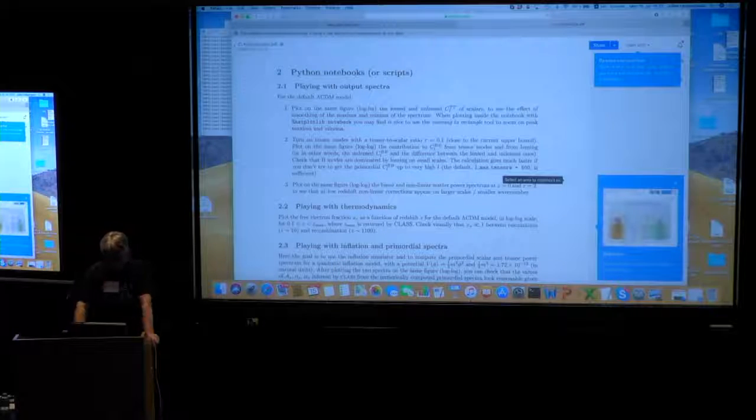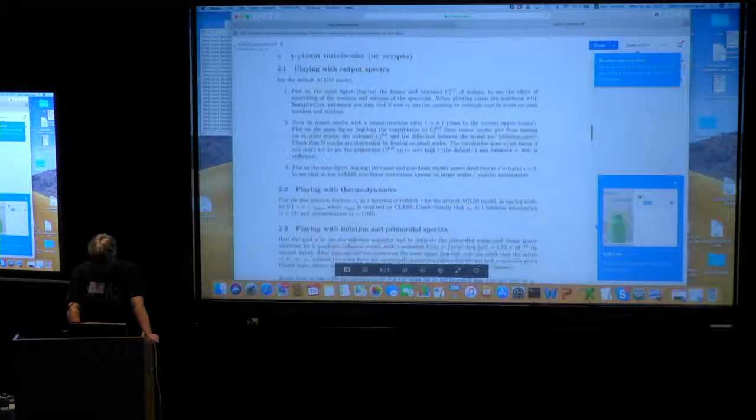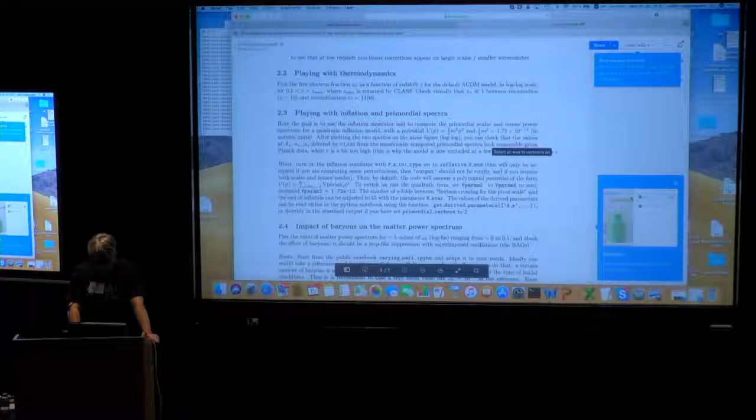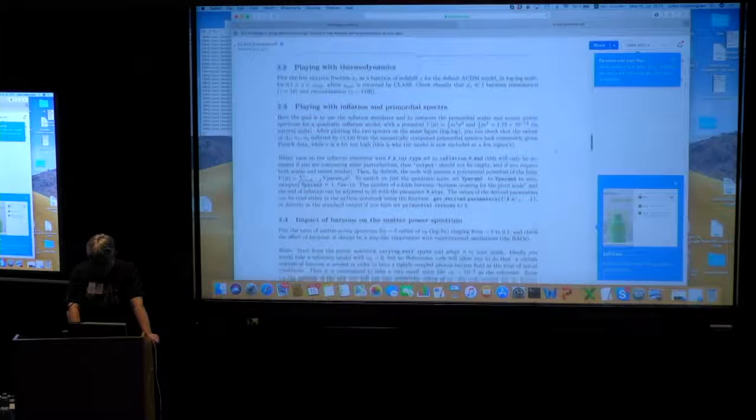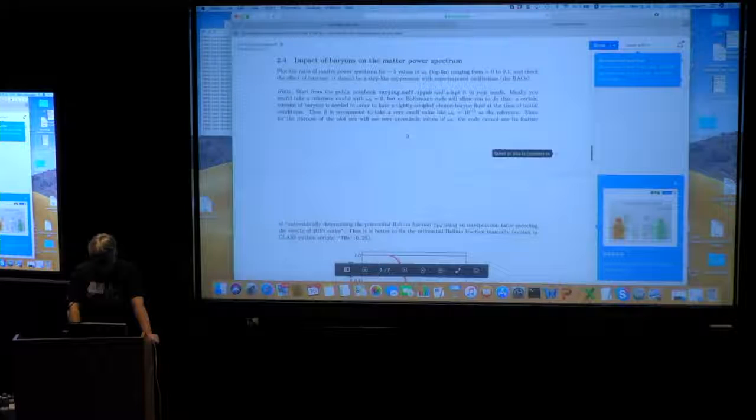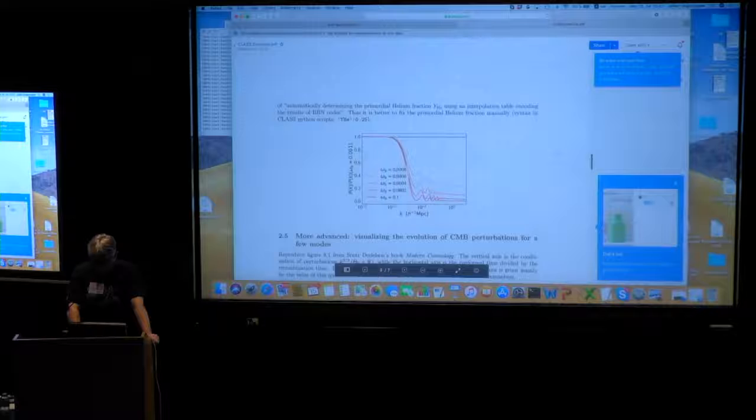So in section 2, you have to write some notebooks. First to play with the output CLs, then to plot some output thermodynamical quantities. Then you play with the inflation simulator, in case there are inflation fans here. Then you play with the matter power spectrum to make a plot on the impact of omega B on the matter power spectrum.